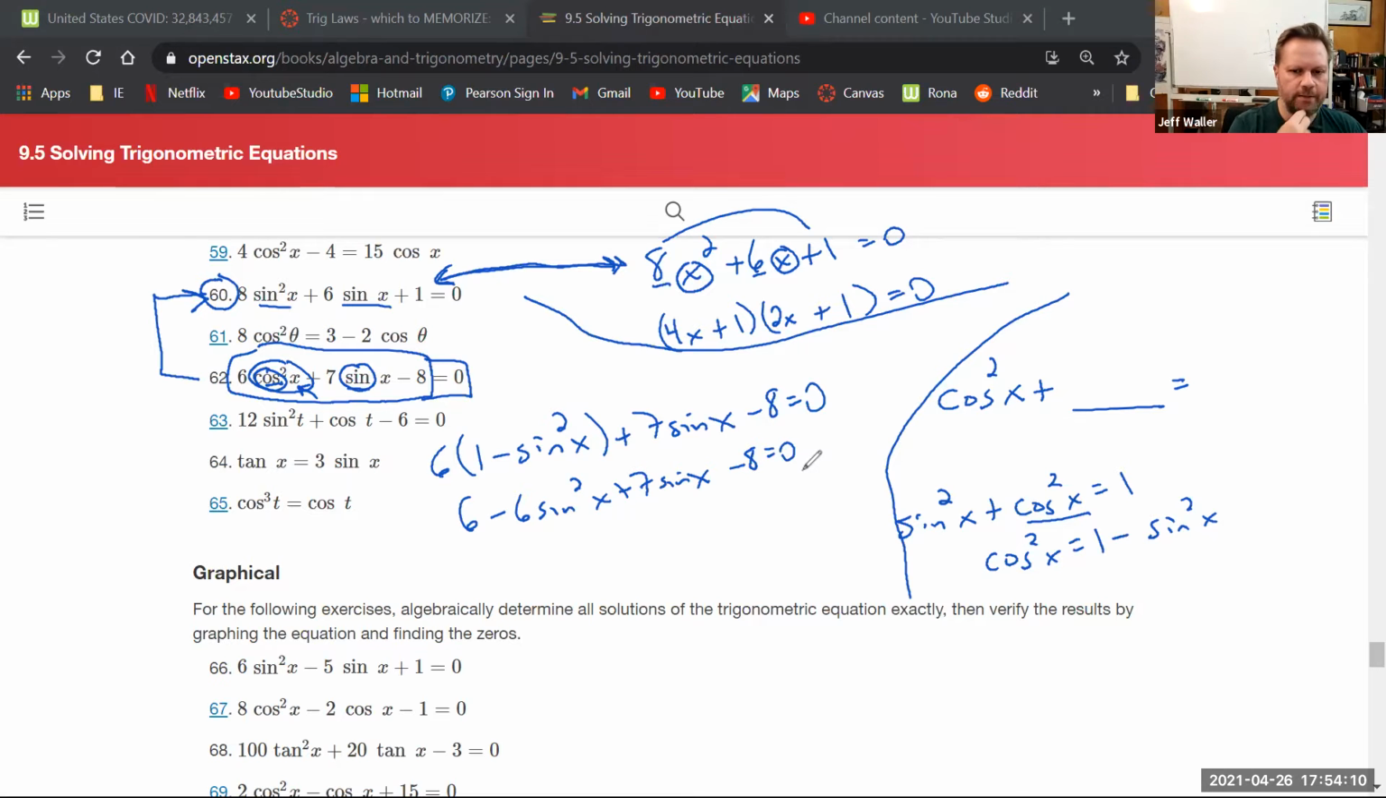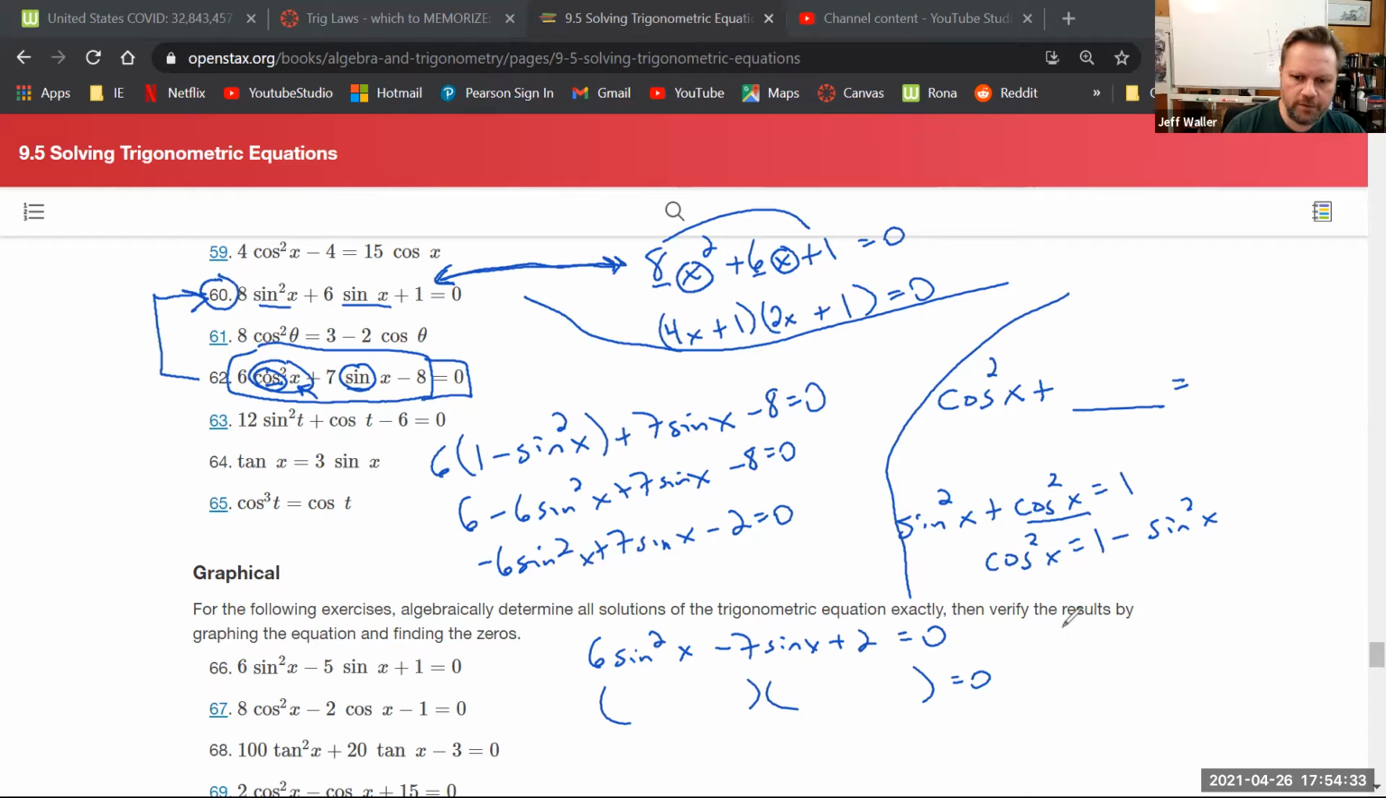Now, let's see what happens. So I get negative 6 sine squared plus 7 sine x. And then I put my 6 and my negative 8 together and get negative 2. And then I'm going to multiply both sides by a negative so that my first term is not negative. Can you factor that now?